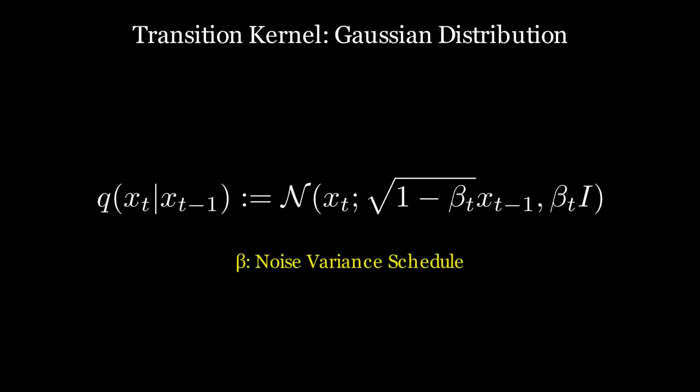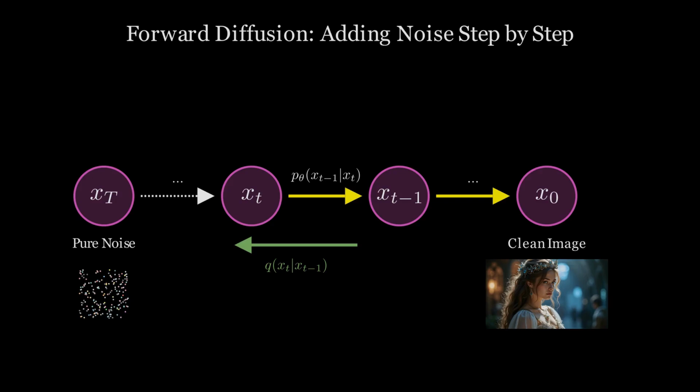The beta parameter is crucial. It is our noise variance schedule. It controls how quickly we add noise throughout the diffusion process. Beta values must satisfy a specific ordering: 0 less than beta 1 less than beta 2 and so on, beta t less than 1. They start small and gradually increase, meaning we add noise slowly at first, then more aggressively as time progresses.